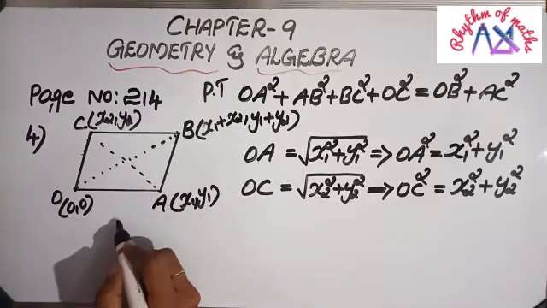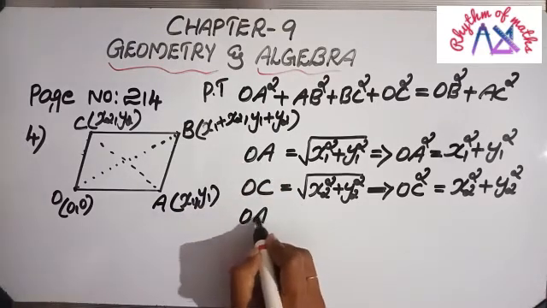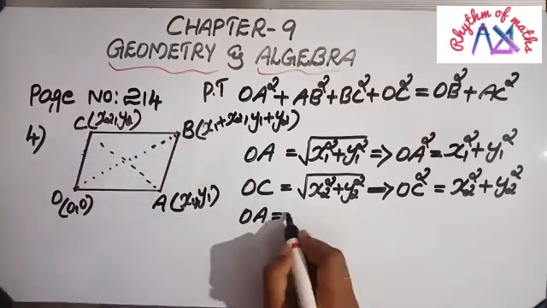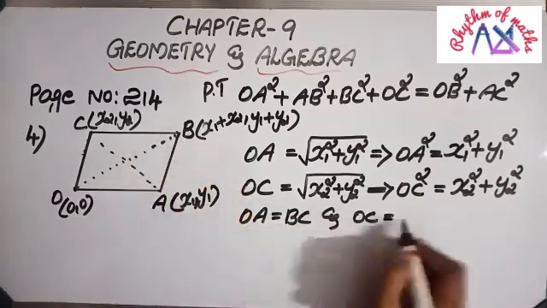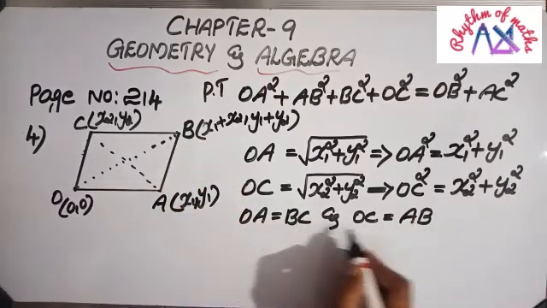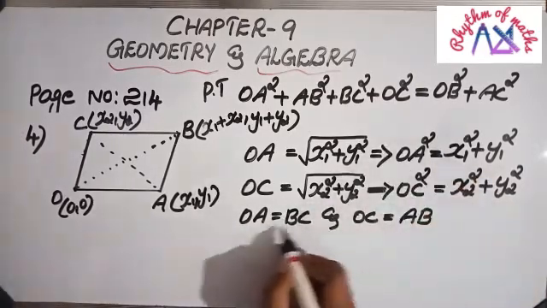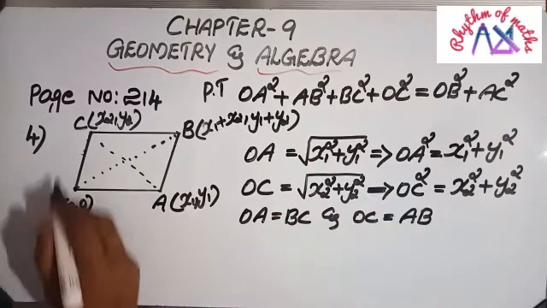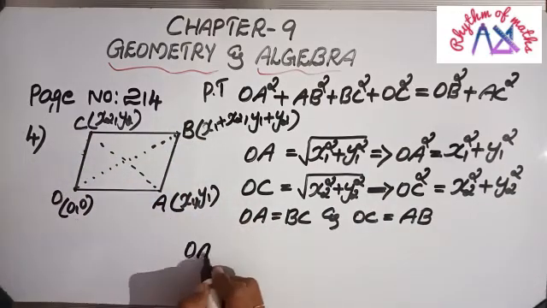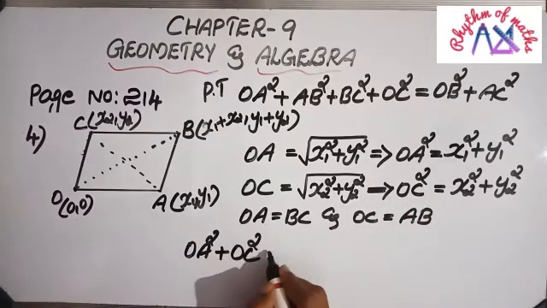Now we know that for a parallelogram, opposite sides are equal. OA and BC are equal, and OC and AB are equal. So OA equal to BC and OC equal to AB. If sides are equal, then their squares will also be equal. So what answer will we get when we add all these, that is OA square plus OA square plus OC square? Let's add first. That is equal to what?